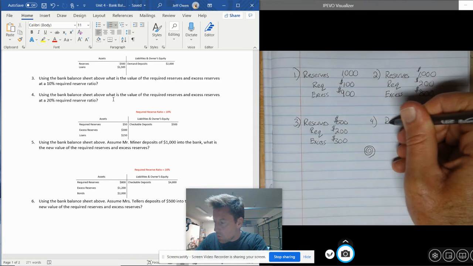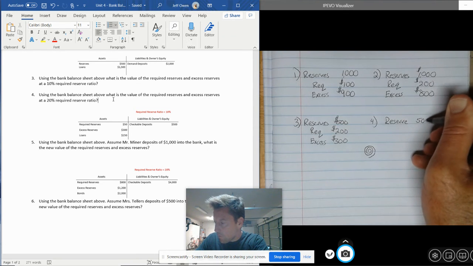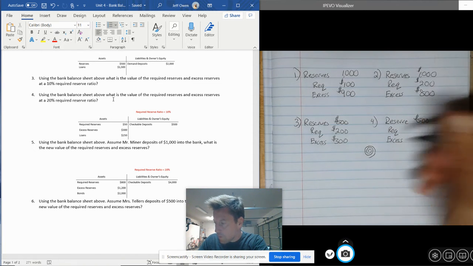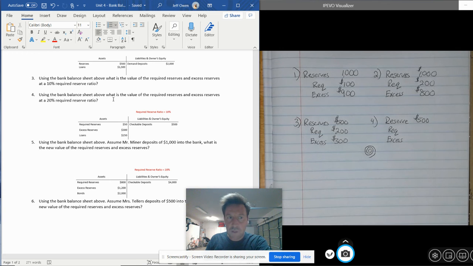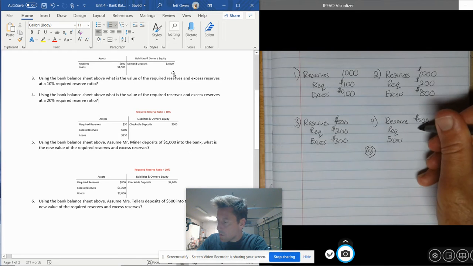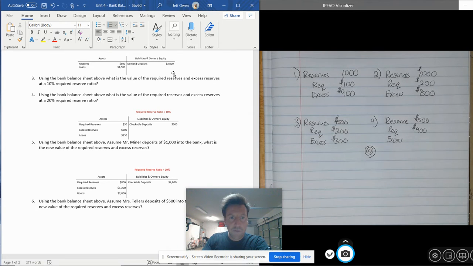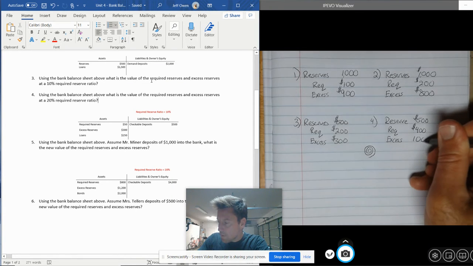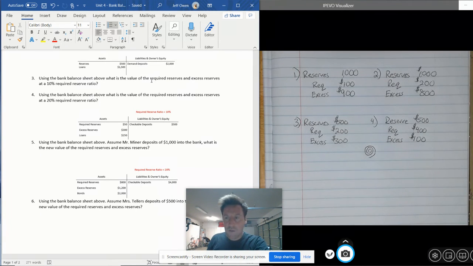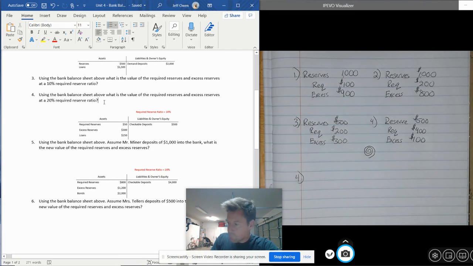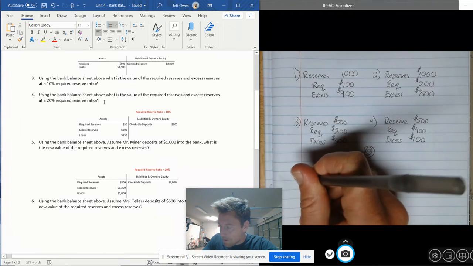We still have a total reserve of 500 bucks. They want to know the required and the excess reserves. So this time, 20% of 2,000 would be 400. So the bank must hold 400 in required reserves based off of that $2,000 demand deposit right there. 500 minus 400 gives us excess reserves of 100 bucks. Okay. That was number 4.